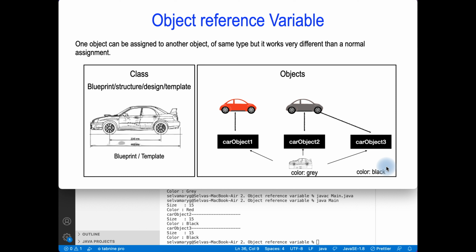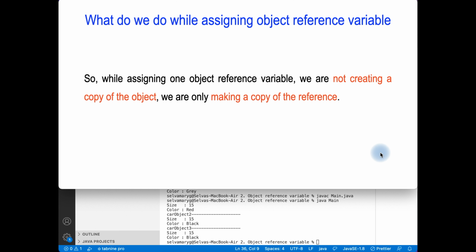So while assigning any object reference variable, we are not going to create a copy of the object, we are only making a copy of the reference. This is what I want to explain in this particular video. Thank you for watching.